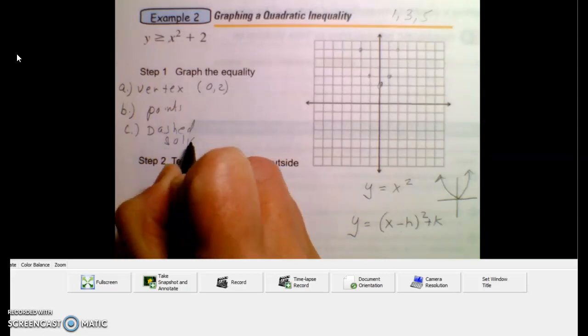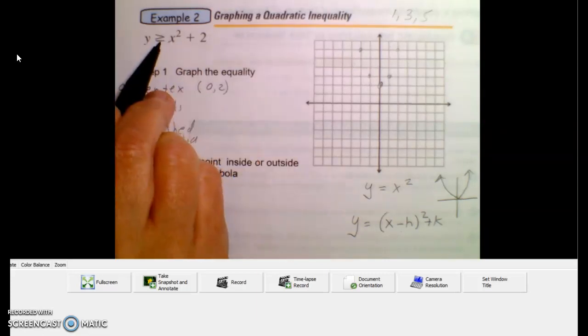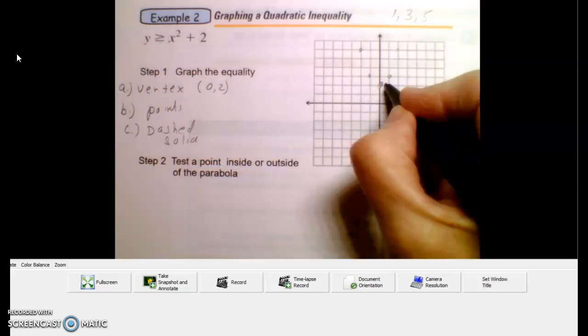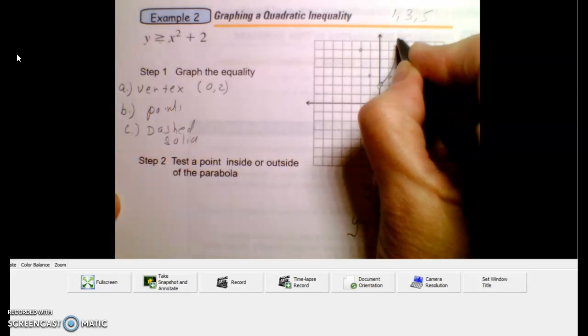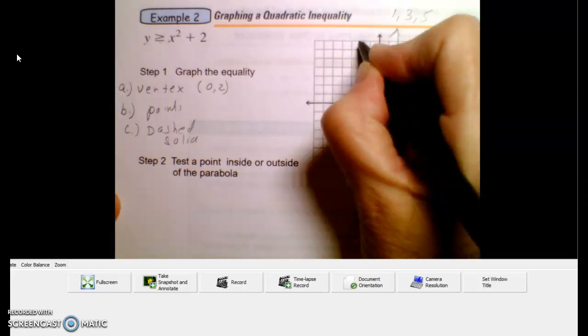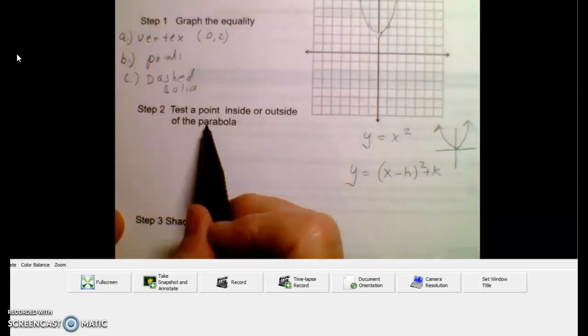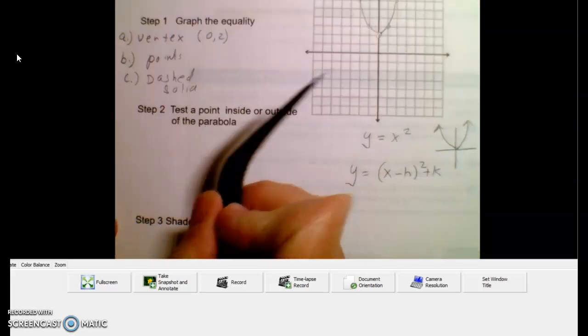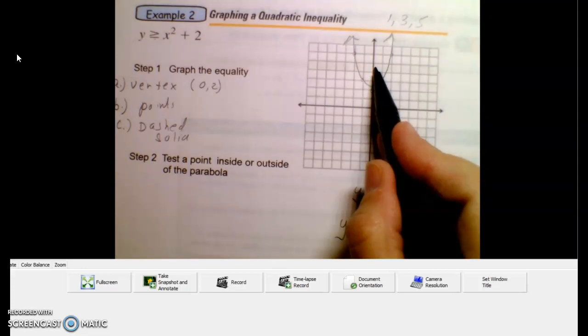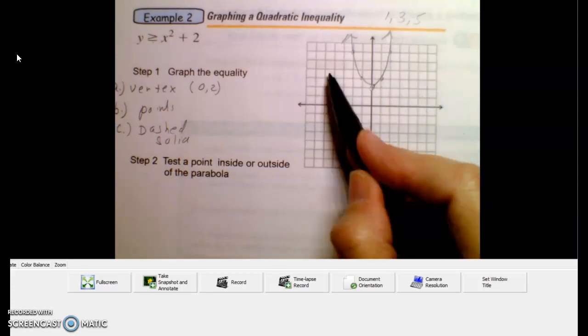So I come up here and look. There's a solid line underneath that, so that's telling me that it's equal to. So that means I want a solid line over here. And the last step is I need to take a test point. Oh, second last step, I'm going to take a test point and figure out, am I going to shade inside or am I going to shade outside over here?